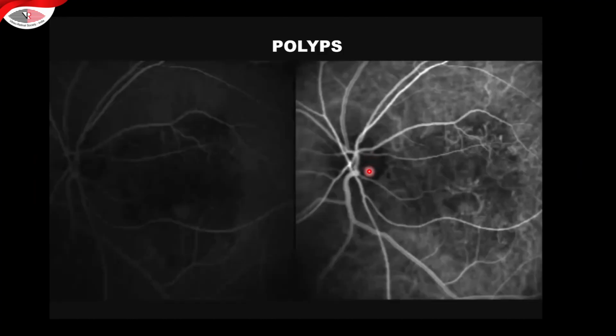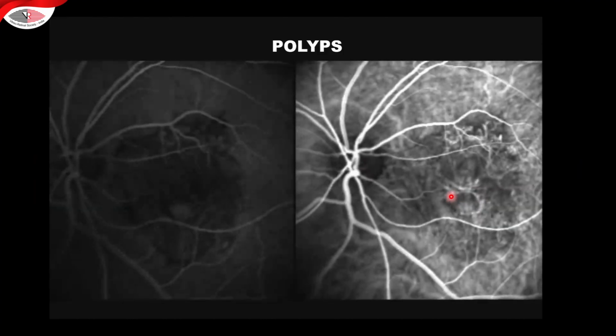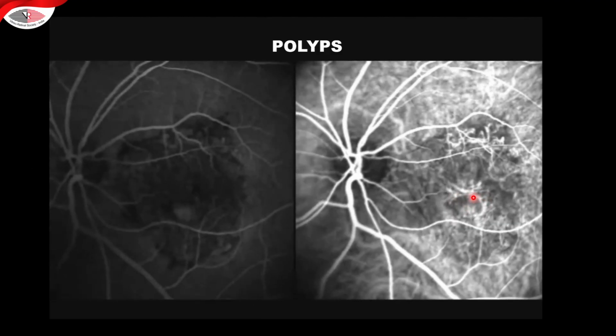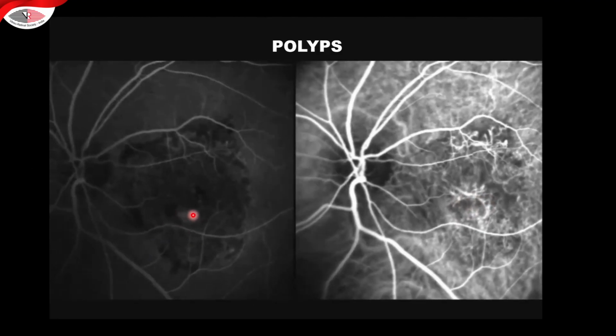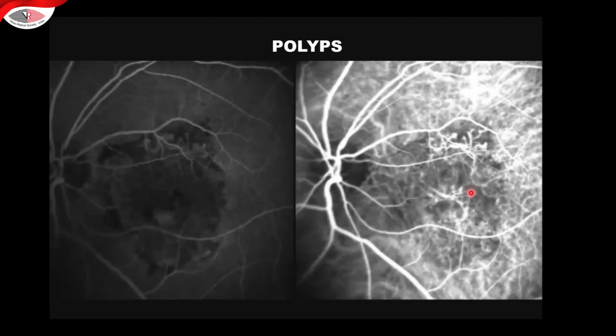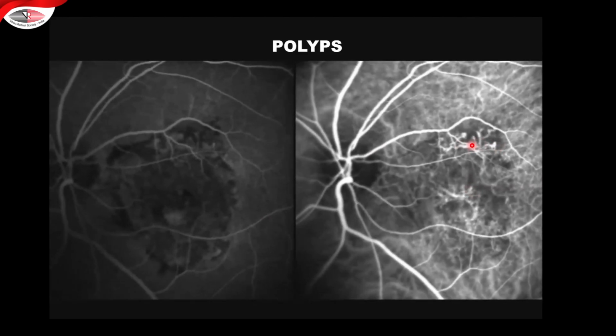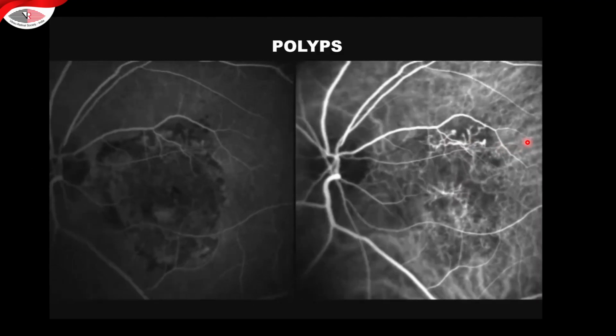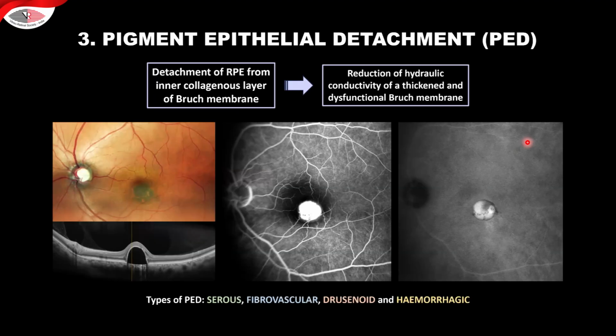This is again a network seen on the ICG of these grape-like clusters, while the FA will show you a more diffuse, barely fluorescent area, while here you see a whole network of grape-like clusters, which tell you that this is IPCV or a polypoidal network.